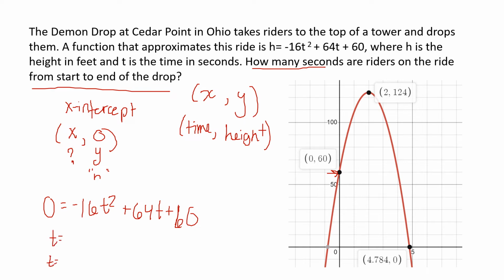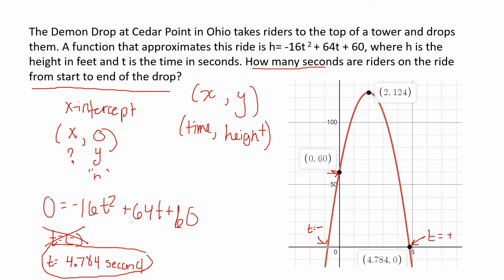We're going to get an answer right here where t is equal to a negative number, and then we're going to get an answer right here where t is equal to a positive number. We are not going to take the negative answer because we cannot have negative time. We are going to take the positive answer, which is 4.784 seconds. Okay, so this would be the time we were on the ride from when the ride started here to when we dropped to the ground. Okay, so you could do this using the quadratic formula, or you can use your graph. Yes, you are going to have to round on this one.